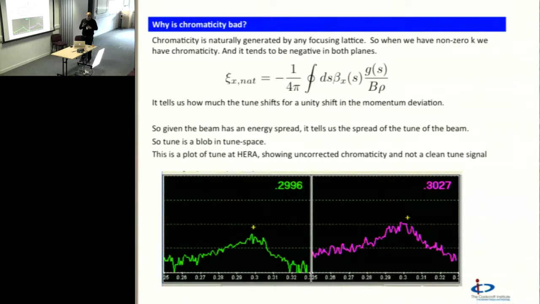So we have to control chromaticity because we want to make sure the tunes of the beam don't go anywhere bad in tune space. This is very important. There are more reasons than this, but this is the first and foremost reason.